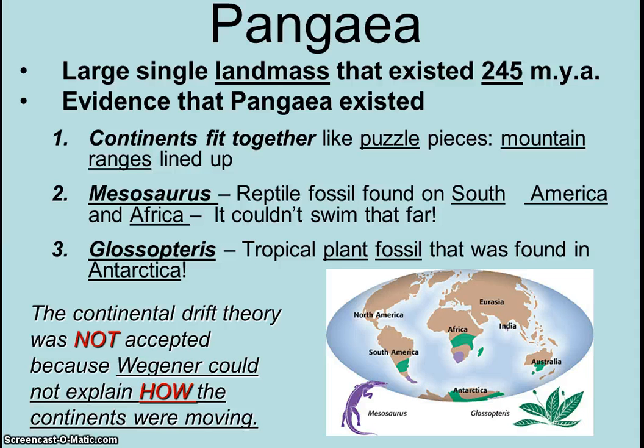If you look at the map below, you can see the purple area is coded for the Mesosaurus, and the curve of South America would fit nicely up against the southern part of Africa. Now, a third clue is the Glossophorus fern. If you look on the map, you will see that the tropical plant fern was once found in Antarctica.